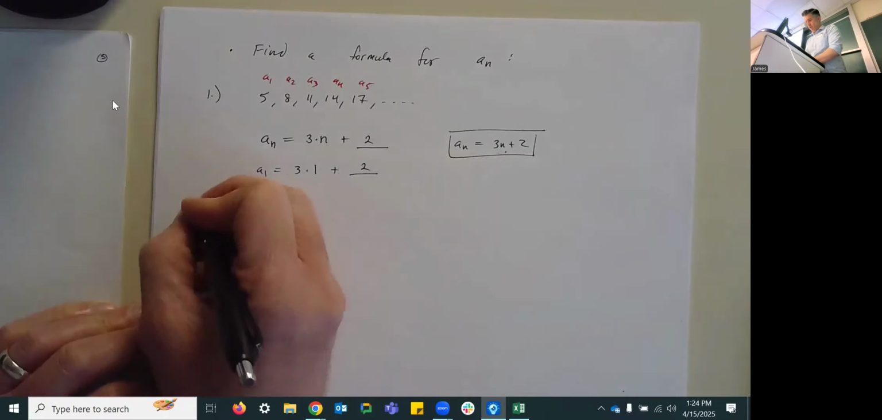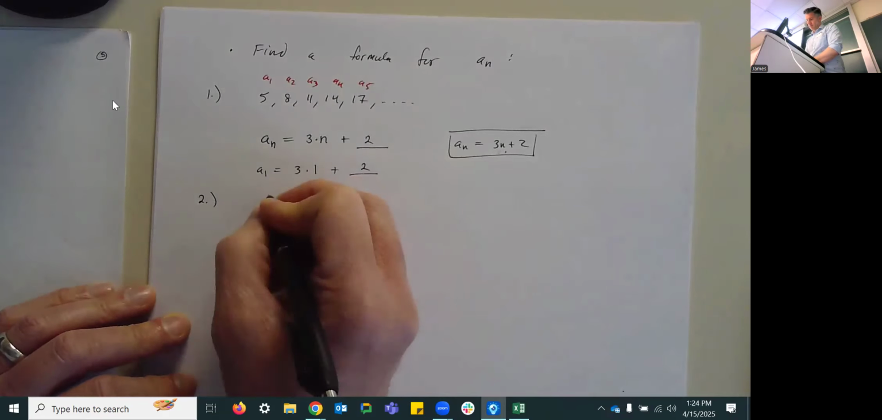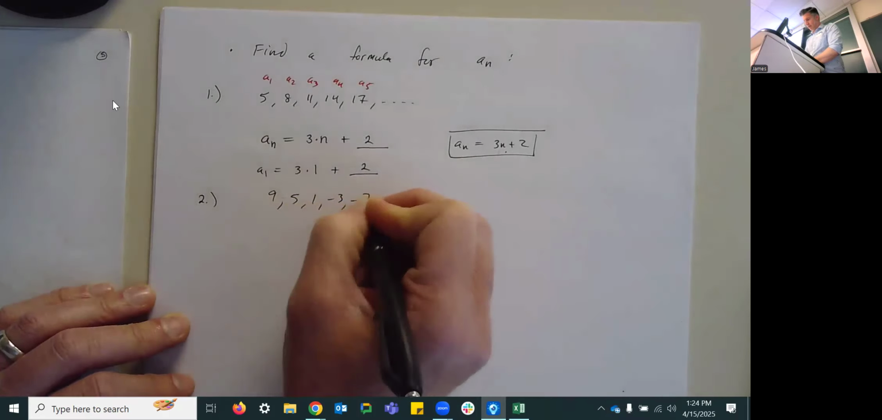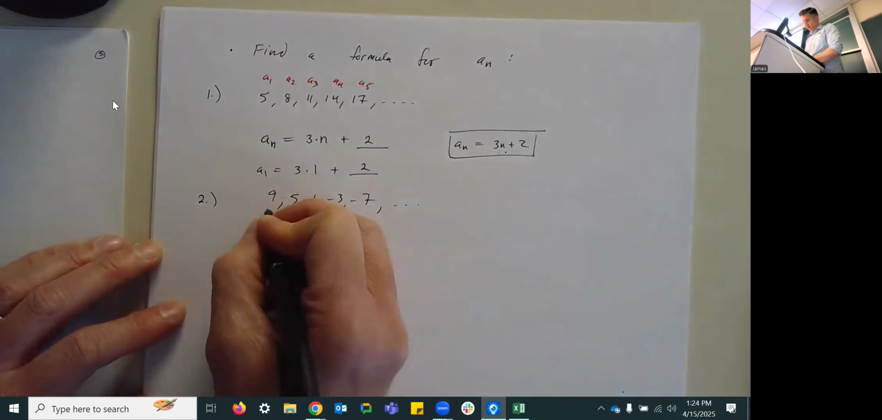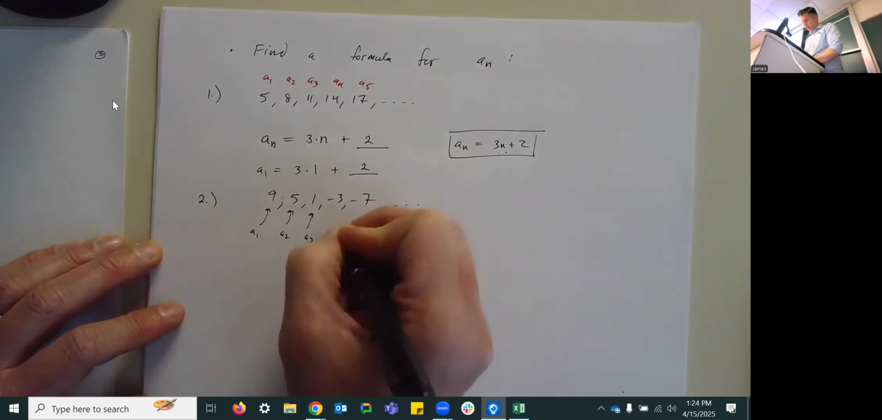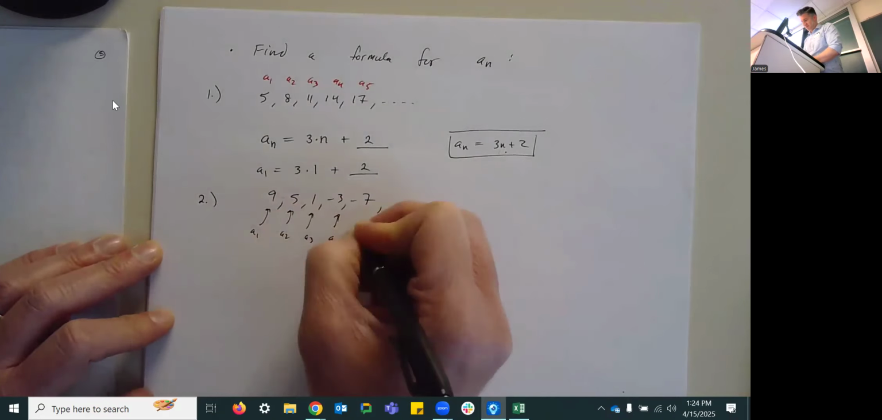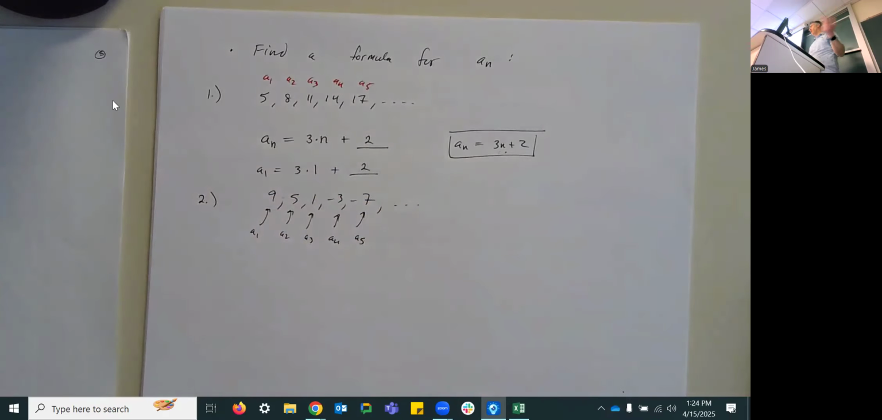For example, if my sequence was something like, I don't know, 9, 5, 1, negative 3, negative 7, well, we could say there's our A1, there's our A2. How much are we increasing by each time? You would never say you're increasing by negative 4, you'd say you're decreasing by 4. But the idea is the same, right?